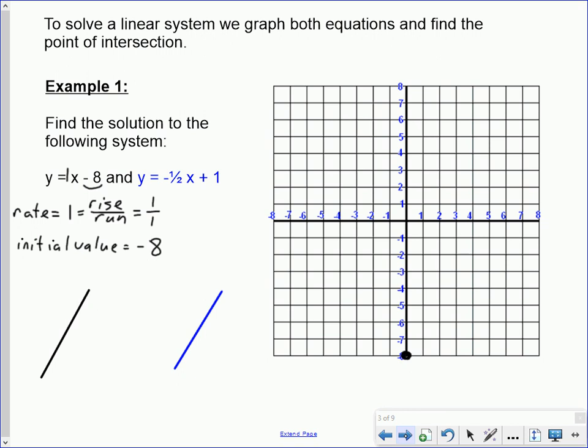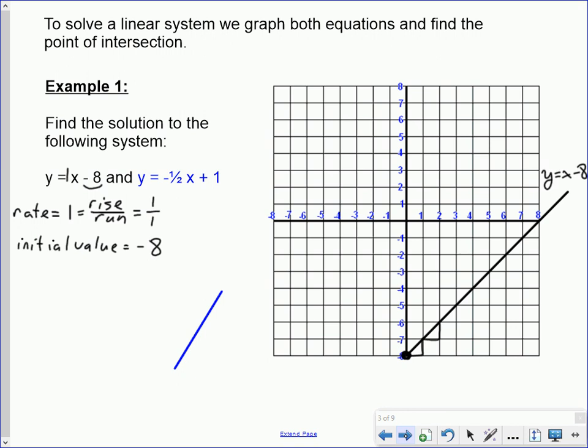And then to graph this, we use our rise and our run. So over 1 and up 1, over 1 and up 1, and so on and so on. So we can put a line on there. We're going to start right there at negative 8, and we're going to make it go over 1, up 1, over 1, up 1. And I'll make it go a little bit further there. So there is our line, y equals x minus 8. We'll just label this y equals x minus 8.